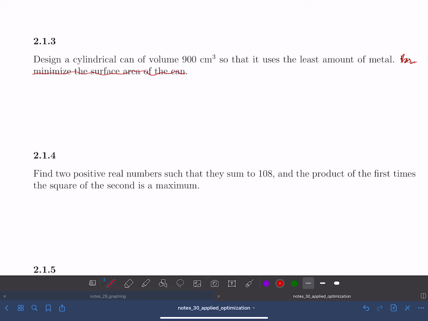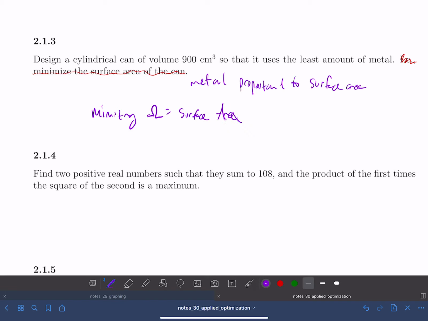The least amount of metal. So the metal is proportional to surface area. So we are minimizing omega equals the surface area, right? And we have to come up with what the variables are, like it's up to us.